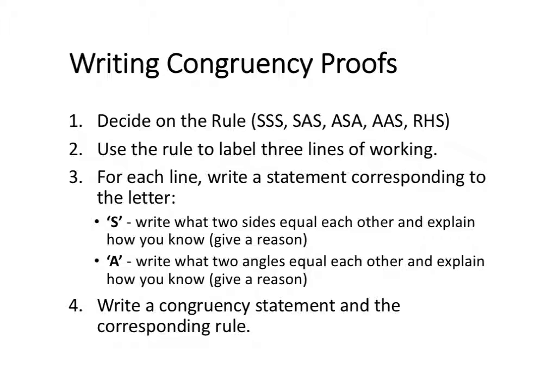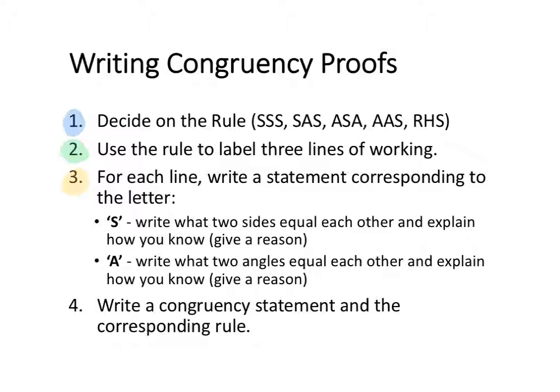The first step is going to be decide on the rule. So whether it's side, side, side, side, angle, angle, angle, side, or right angle, hypotenuse, and side. Once you decide on the rule, use those 3 letters from the rule to label the 3 lines of working out that is required. Once you've got your 3 lines, write a statement corresponding to each letter.